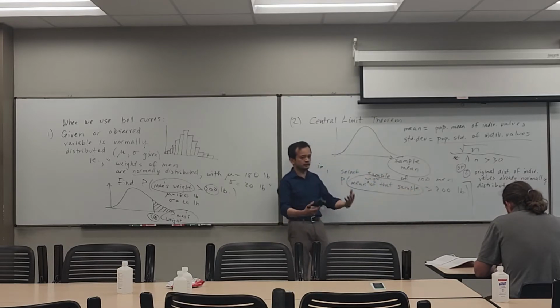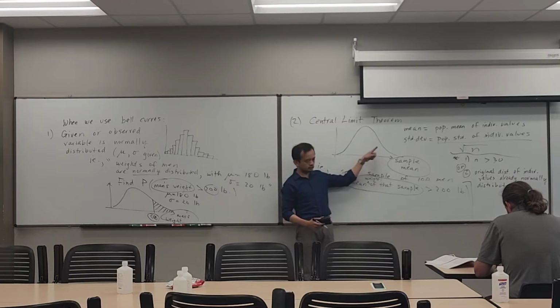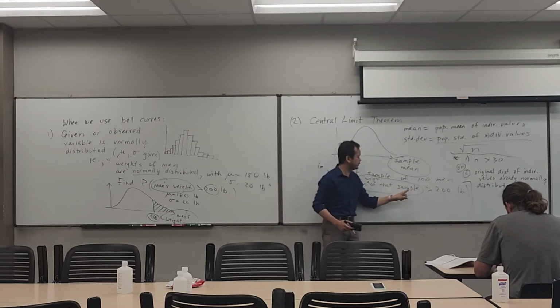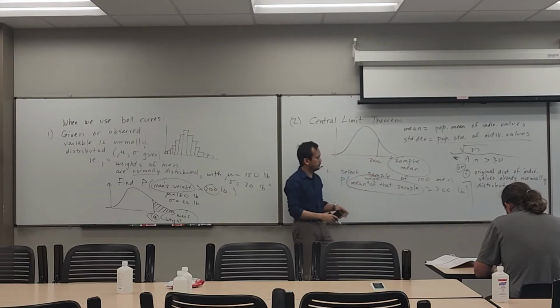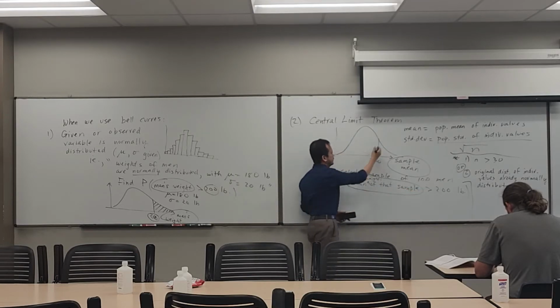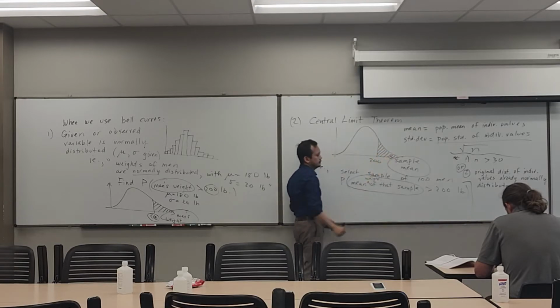200. So using the central limit theorem, we know that the distribution of sample means is a bell curve, that we draw out. And then we look at where this number 200 is on that distribution. And since we're trying to find the probability of being greater than, that's going to correspond to an area to the right under the bell curve.